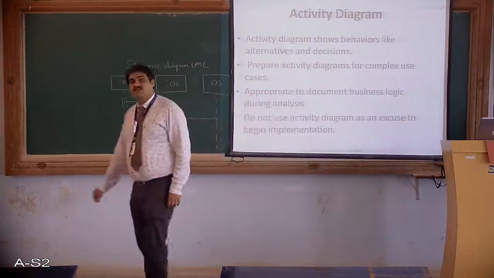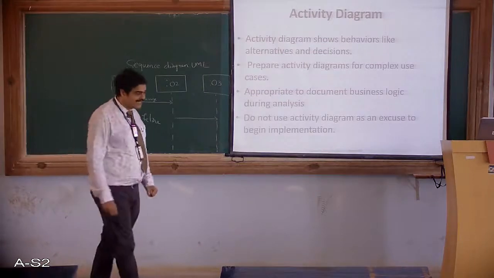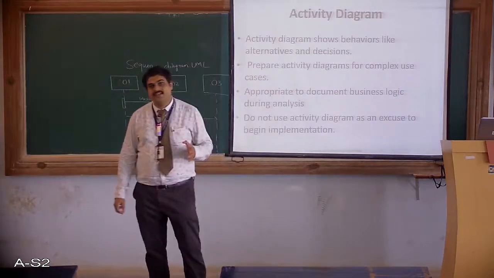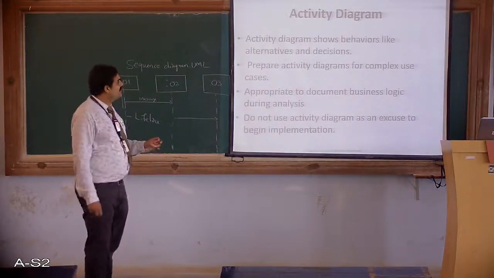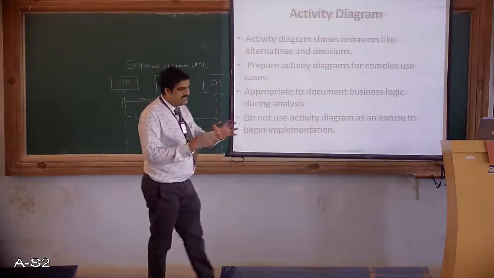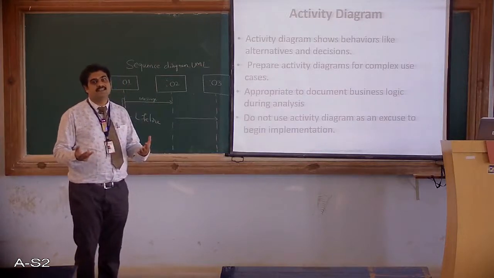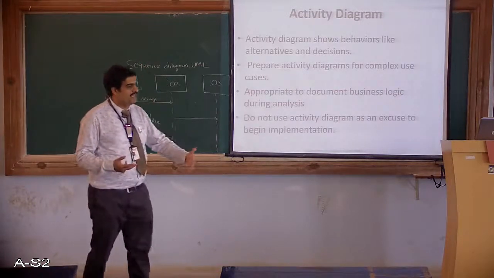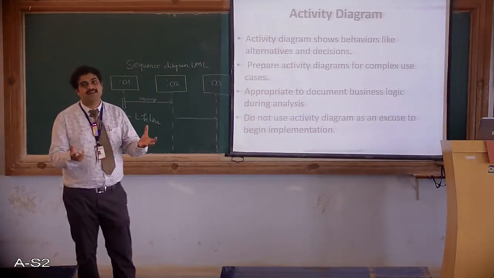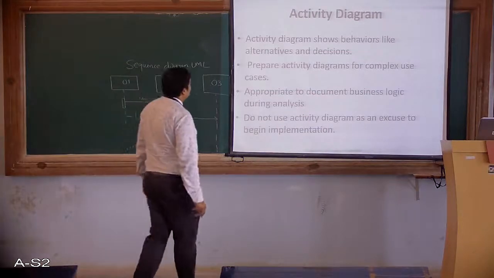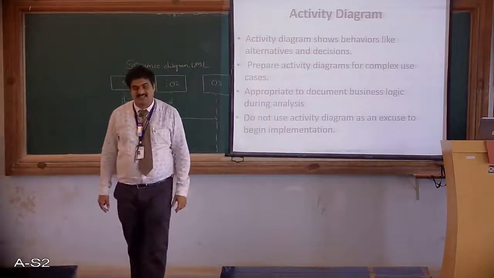In your previous class I had given you a small summary of the interaction model. Basically you have three models: the use case diagram, sequence diagram and activity diagram. You can use these three diagrams effectively whenever required in your application analysis. Maybe the author has given you some steps, but where to use those different diagrams, you can decide. So an activity diagram shows behavior like alternatives and decisions.